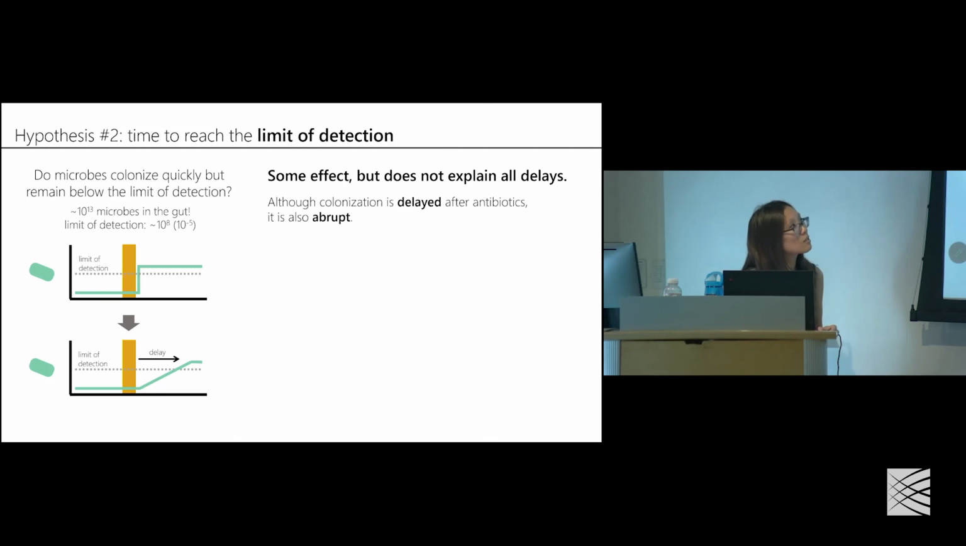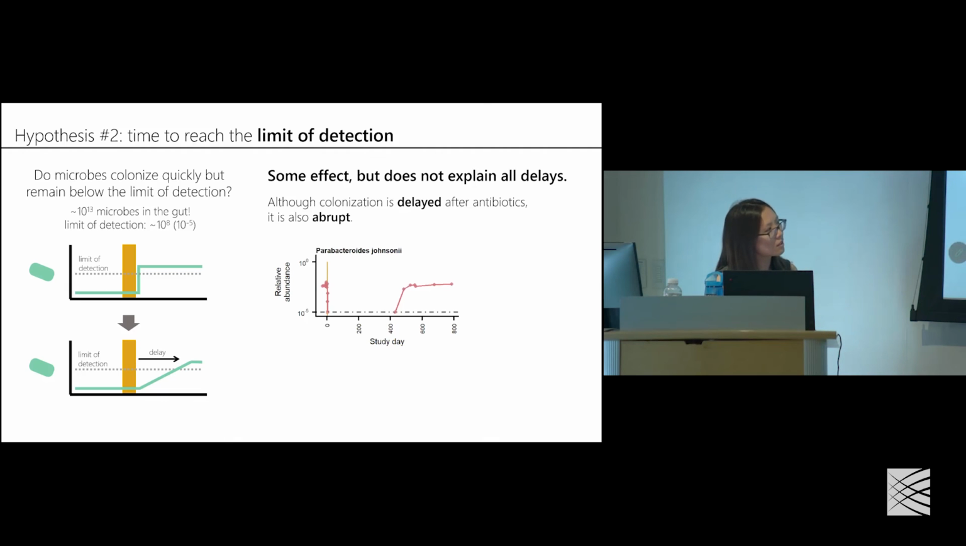The reason, most concisely, is that although colonization is delayed after antibiotics, it is also quite abrupt. New colonizers increase in abundance extremely quickly when we do finally see them. Here's an example of what one of those colonization trajectories looks like. This person had a strain of Bacteroides johnsonii before antibiotics. It went away, was not detected. Then a new strain was detected, but not until almost 500 days after this antibiotic perturbation. What was interesting was that it went from being completely undetectable to what really seemed to be its carrying capacity within the course of 2 time points, which was in this case about a month.